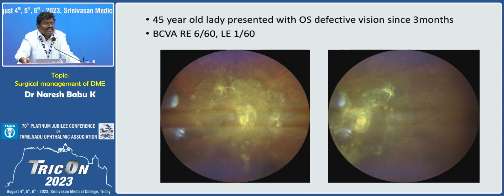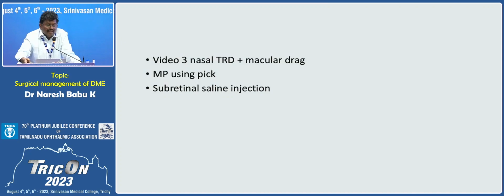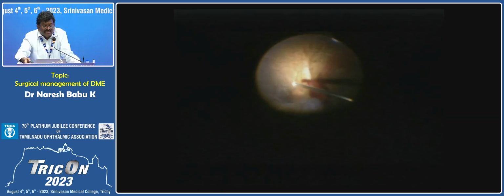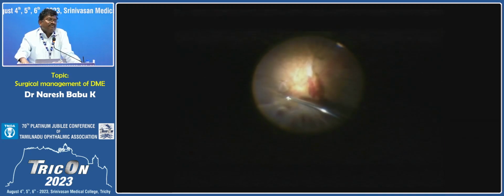For want of time, I think I'll skip the other videos. So this is one of the cases where you can see the fovea is totally dragged towards the disc, and a lot of fibrous proliferation.